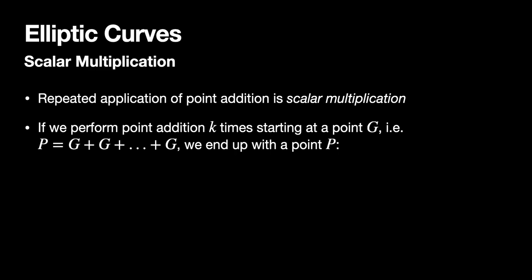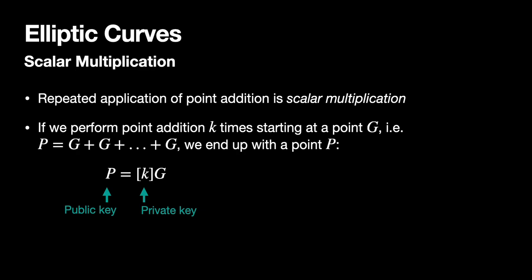If we do point addition k times, starting at a point g, so we add g to itself k times, we end up with a point p. And the way we write that down is this. p equals k times g. Here we have k, our scalar, that is our private key. That's the number of times that we've done the group operation. And the public key is going to be the resultant point, also on the curve, big P. So the discrete log problem in this context is to determine k, given g and p, such that p equals k times g. P, public key, k, private key.